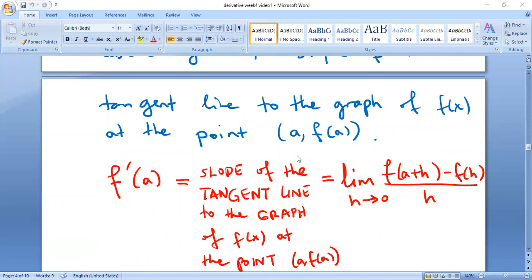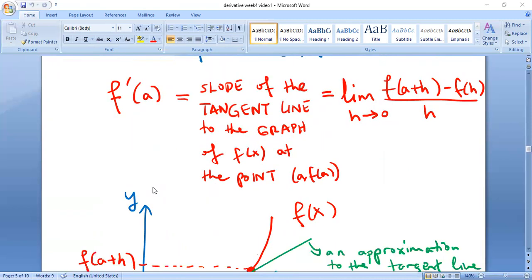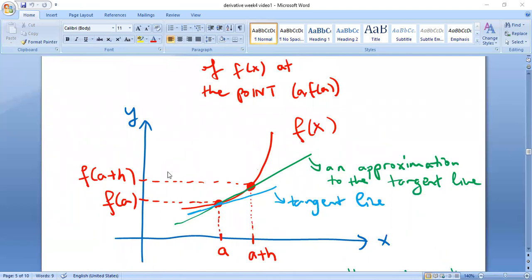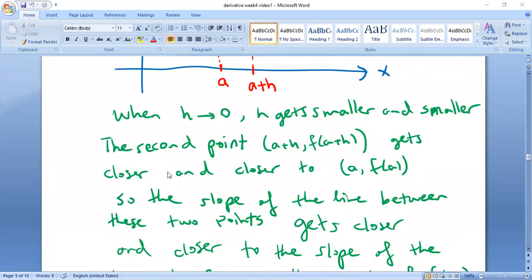This is how we define the derivative. F prime of a, which is the slope of the tangent line to the graph of f of x at the point a, f of a, is equal to the limit of the slope expression when h goes to 0. Looking back to the picture here, we have the point a, f of a, and a second point on the graph, a plus h, f of a plus h. The slope between them is given in the limit formula. Making h go to 0 means making the second point get closer and closer to the original point. So the slope of the approximation line will get closer and closer to the slope of the tangent line. This is how we obtain the derivative.